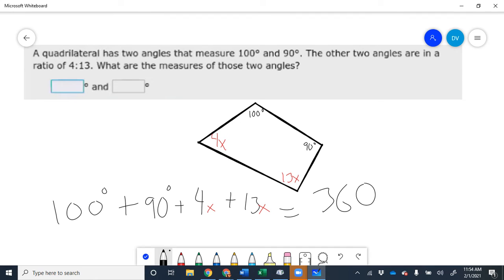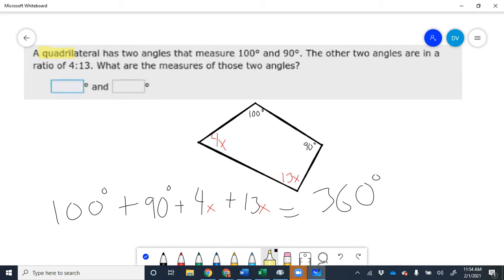And by the way, I'm going to explain why they add up to 360 before we go any further. You remember that when we had a triangle, they added up to 180. But when you have a shape like this, I want to remind you what this prefix quad means. Doesn't quad mean 4?